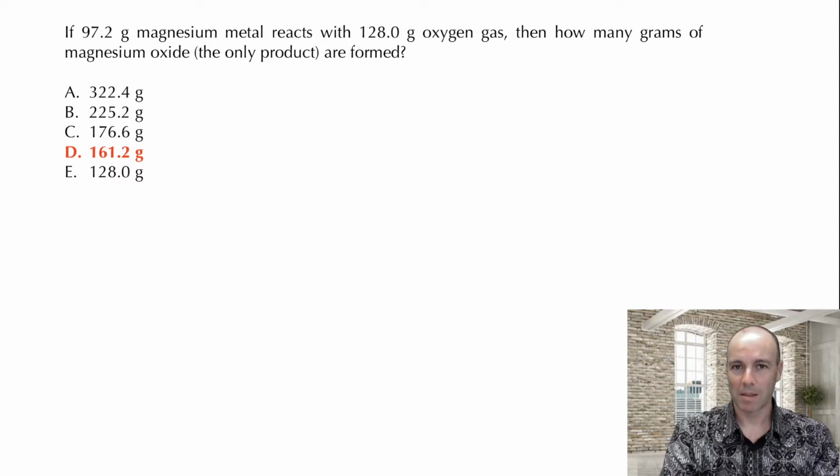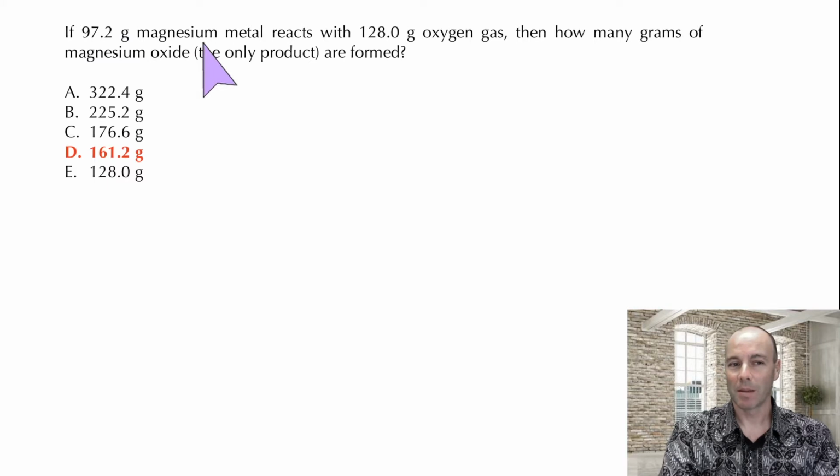the sum of the masses of the two reactants. So 97.2 grams plus 128.0 grams, that would be the mass of the product. And that would be 225.2 grams. So if you thought the answer was B, then you made a common mistake. What happens is one of these chemicals doesn't fully react.